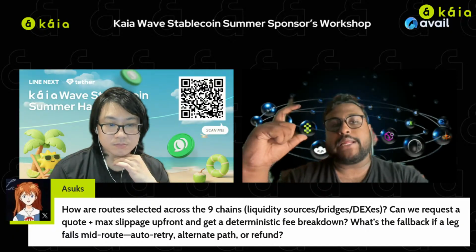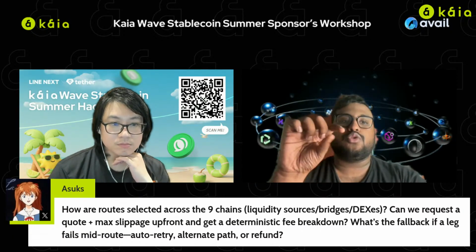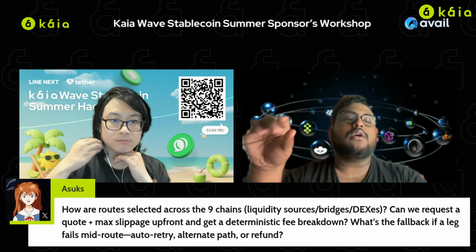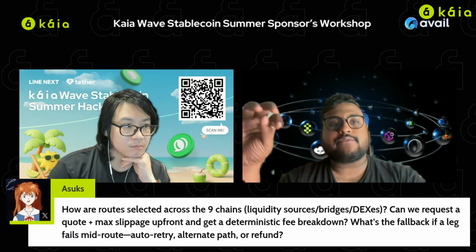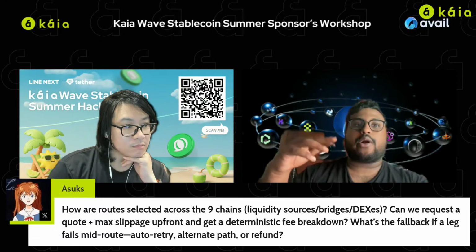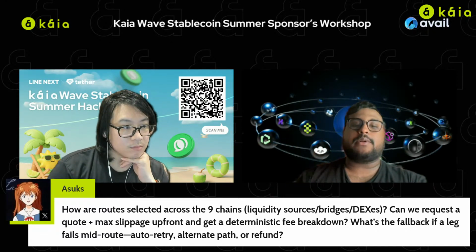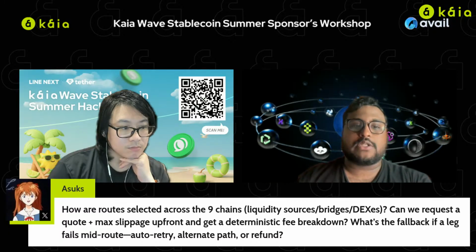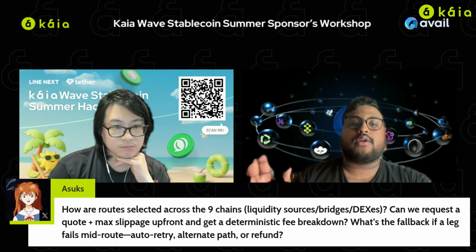When you do the simulate transaction, if you want a bridge, you call the function simulate bridge, or simulate transfer if you want to transfer, or simulate bridge and execute. And what happens is you get that entire deterministic fee breakdown and the sources, so you get the entire code.